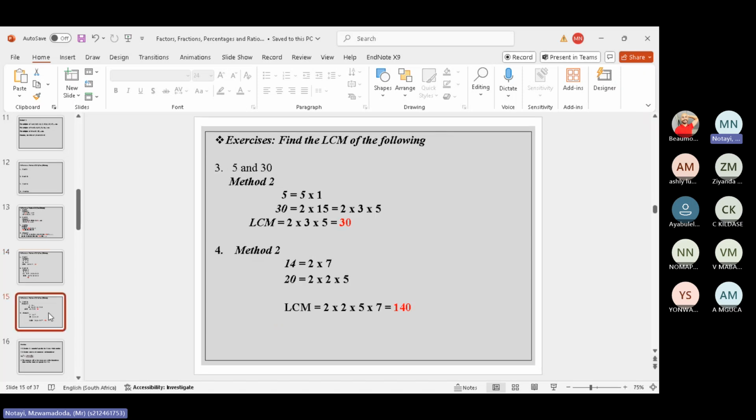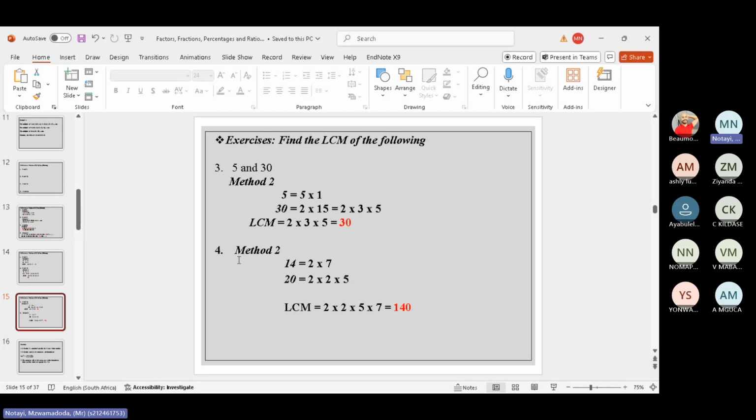Let's look at number 3. We have 5 and 30. The prime factors of 5 are 5 and 1, so it's going to be 5 multiplied by 1. Those of 30 are equal to 2 times 15. 15 can be written in its prime factors as 3 multiplied by 5 as well. So therefore the LCM is equal to 2 times 3 multiplied by 5, or 5 times 2 times 3, which is the same. So you get 30, which is the same as what we got when we used the other method.